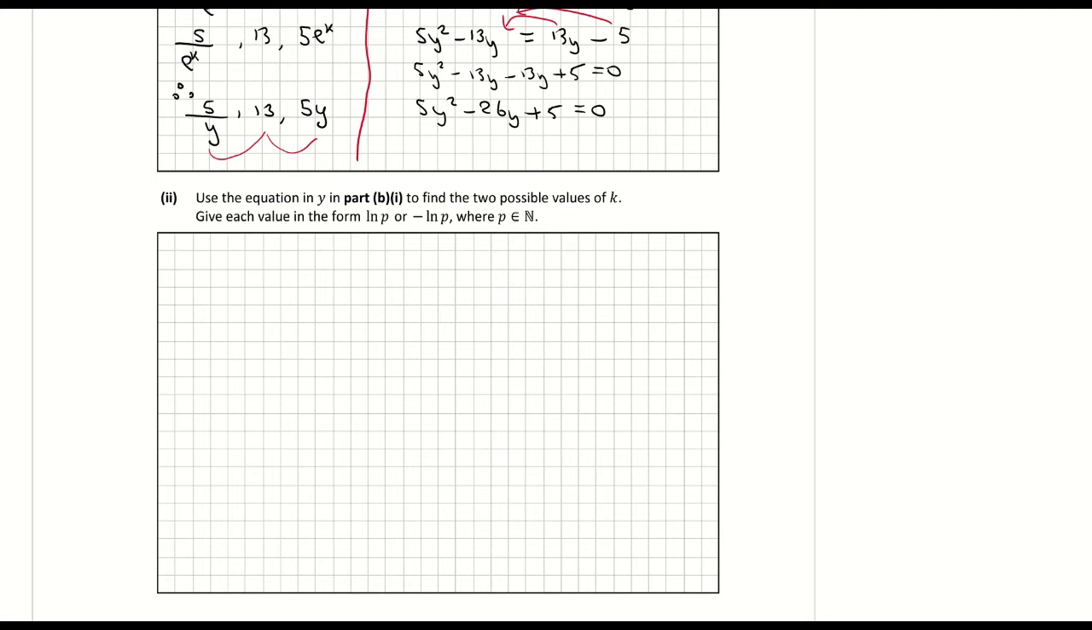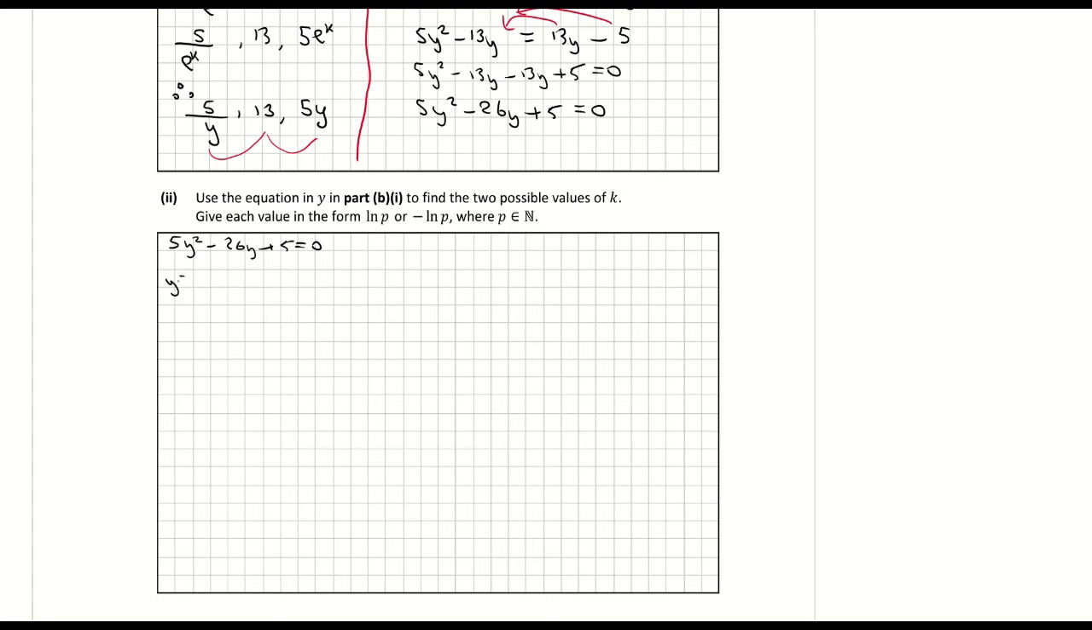Part 2 to this question is use the equation in y in part b, part 1 above to find the two possible values of k. And give your answer in the form ln p or minus ln p. So the equation we found in part 1 was given as 5y squared minus 26y plus 5 is equal to 0. Now because the question wants our answers in log form, I know that it has to be like a decimal, so I'll need to use my minus b formula here.